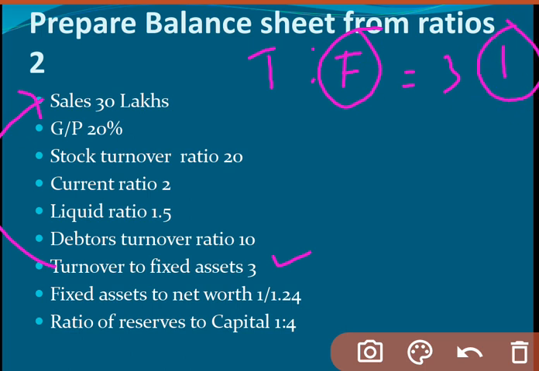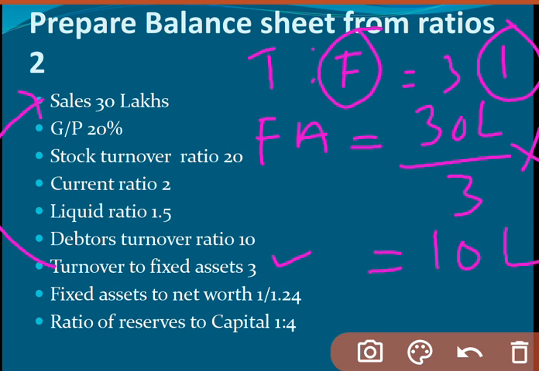Okay, turnover is 3. So based on this value we can find the value of fixed assets. Turnover value is 30 lakhs divided by the turnover figure 3, into the fixed asset value 1. Fixed asset turnover is 3 times the fixed assets. So we find 30 lakhs divided by 3 into 1 as 10 lakhs. Okay, we got another value, fixed asset, that is 10 lakhs.